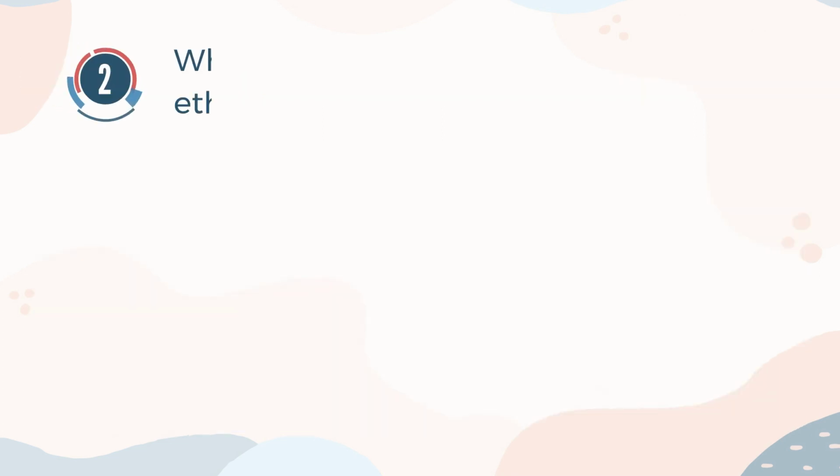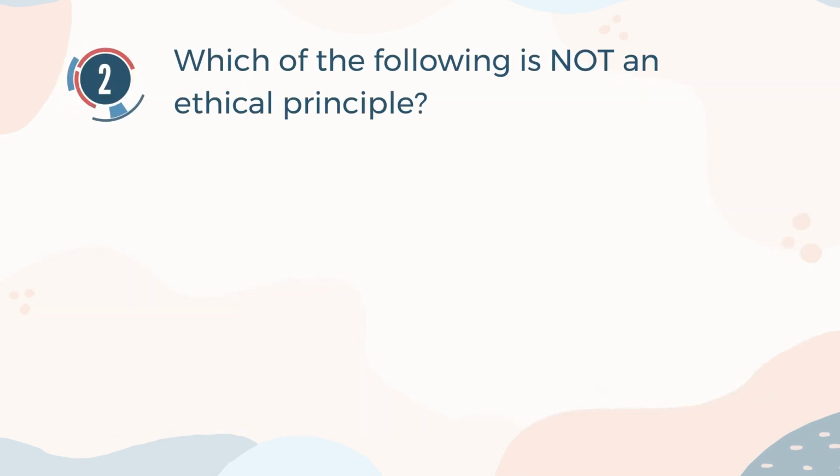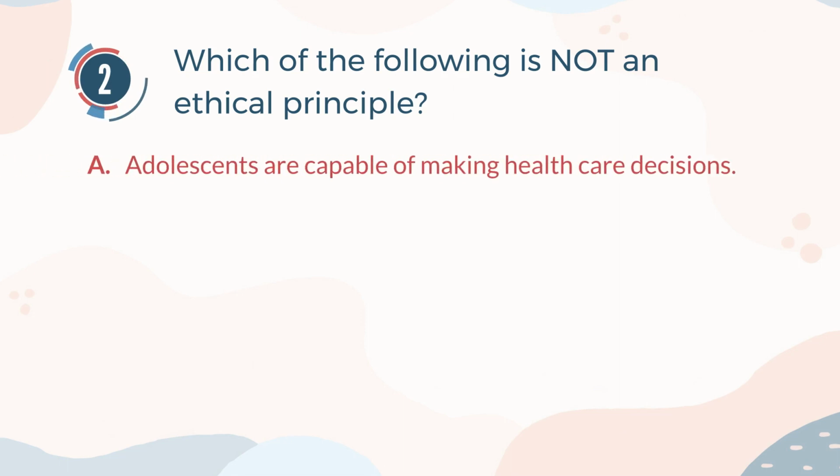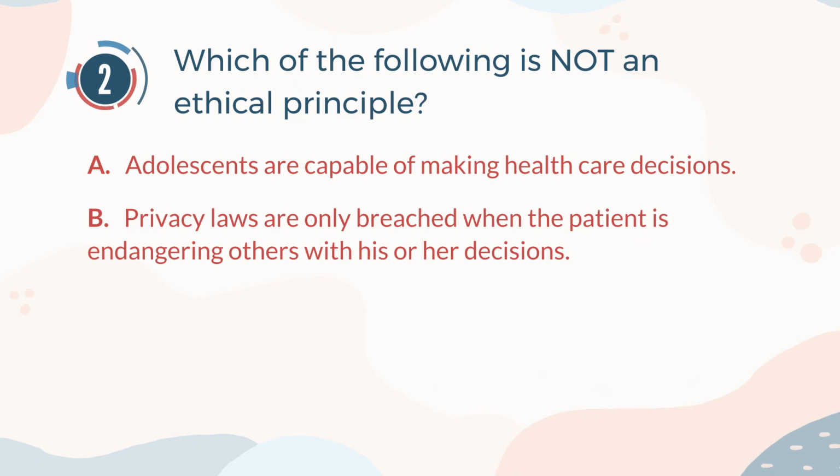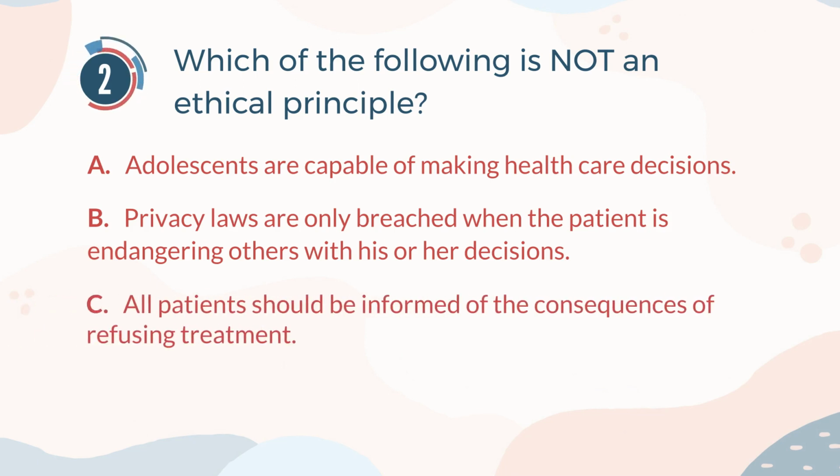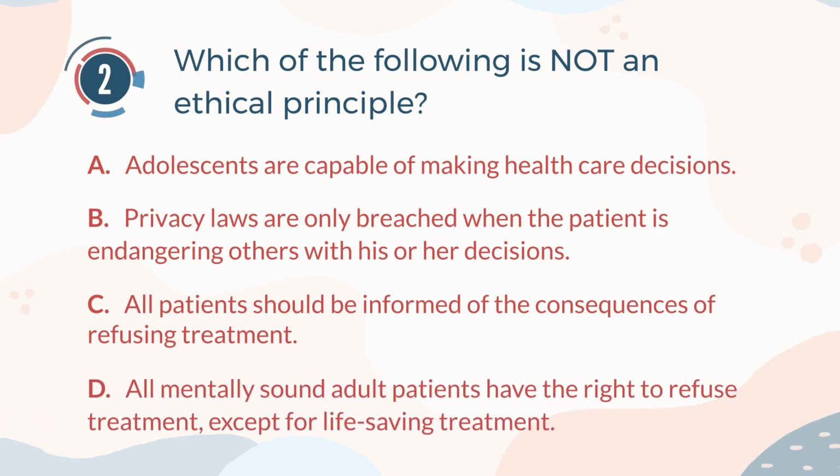Number 2. Which of the following is not an ethical principle? A. Adolescents are capable of making healthcare decisions. B. Privacy laws are only breached when the patient is endangering others with his or her decisions. C. All patients should be informed of the consequences of refusing treatment. D. All mentally sound adult patients have the right to refuse treatment, except for life-saving treatment.